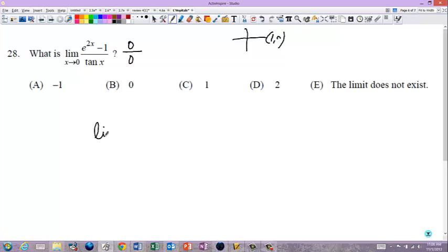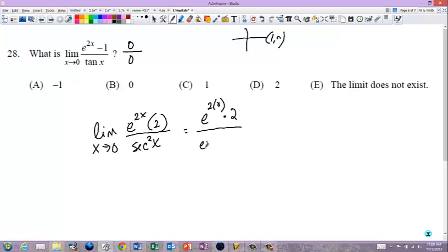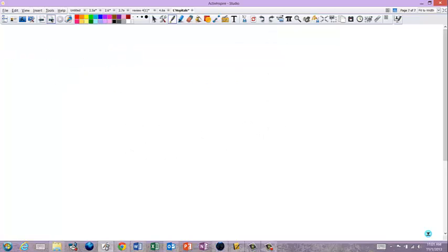So I do the limit as x approaches 0 of e to the 2x times 2 over the derivative of tan, which is secant squared. Now I fill in my 0: e to the 2 times 0 times 2 over secant squared of 0. Well, secant squared is 1 over cosine squared. Cosine of 0 is 1. So therefore, e to the 2 times 0 is 1 times 2, so we get 2 on the top. And we get 1 squared, which is 1 on the bottom, so we should get 2. And that is the end of this video.